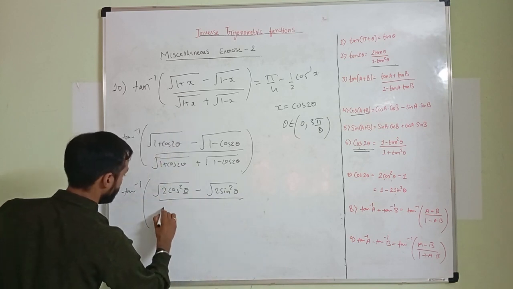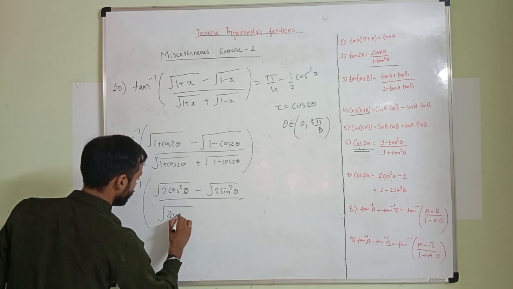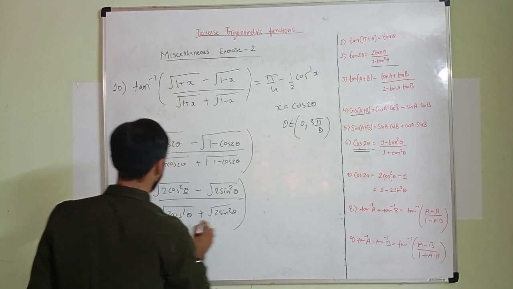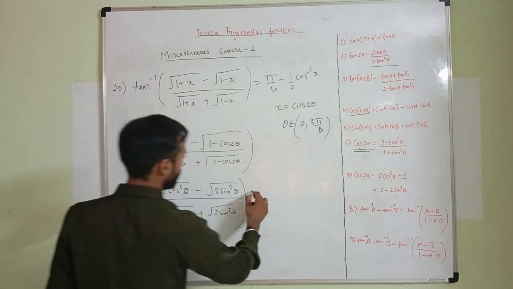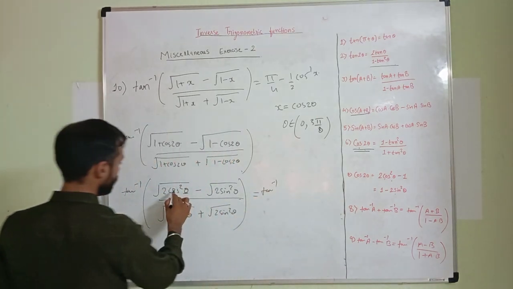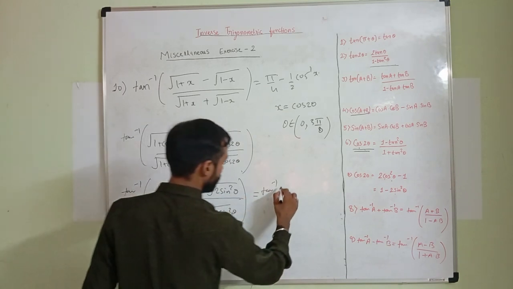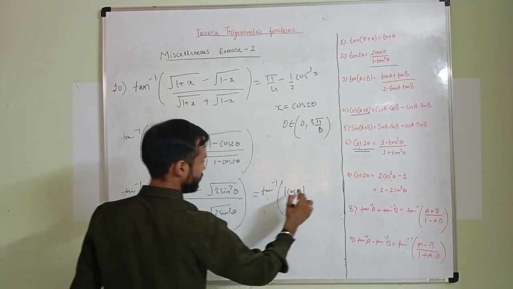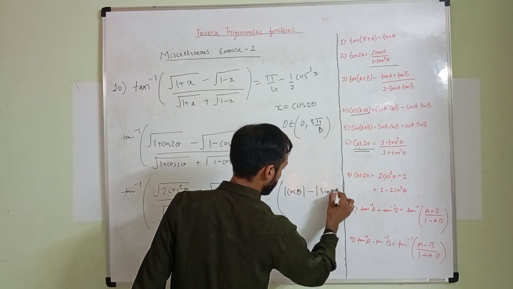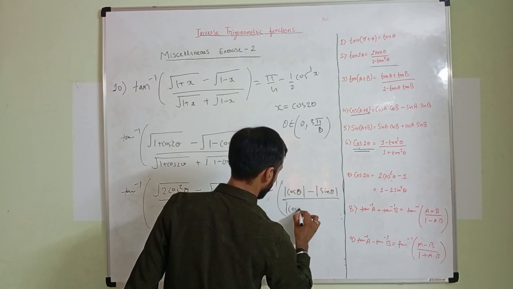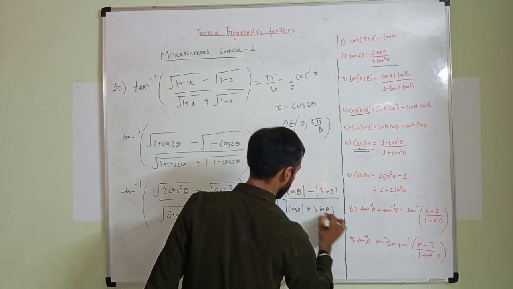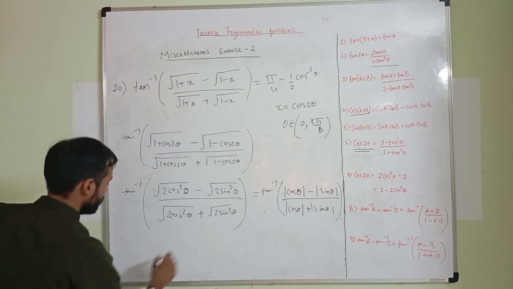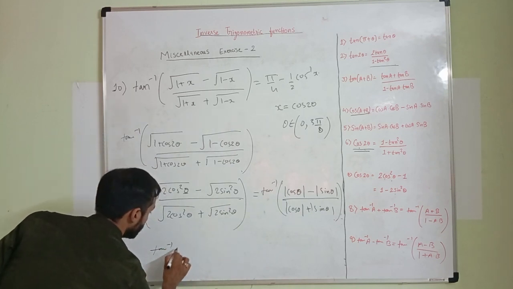For the denominator part, this will be 2 cos square theta plus 2 sin square theta. So taking under root 2 common, finally we will get tan inverse. This is in the form of under root of square, so it will be mod of cos theta minus sin theta upon mod of cos theta plus sin theta. So from this we are finally getting tan inverse of this.